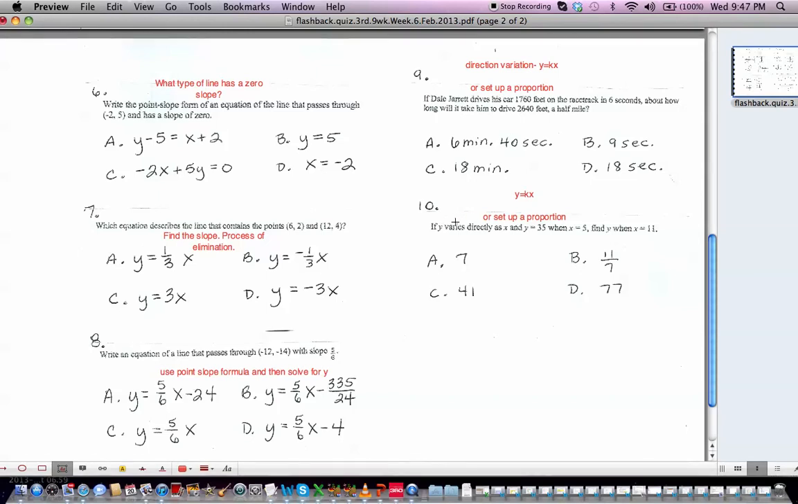Number 10, if y varies directly as x and y equals 35 when x equals 5, find y when x is 11. Once again, here's the direct variation, y equals kx, or set up a proportion. Whichever one you like to do best, that's easiest for you, is the one I suggest that you do, okay?